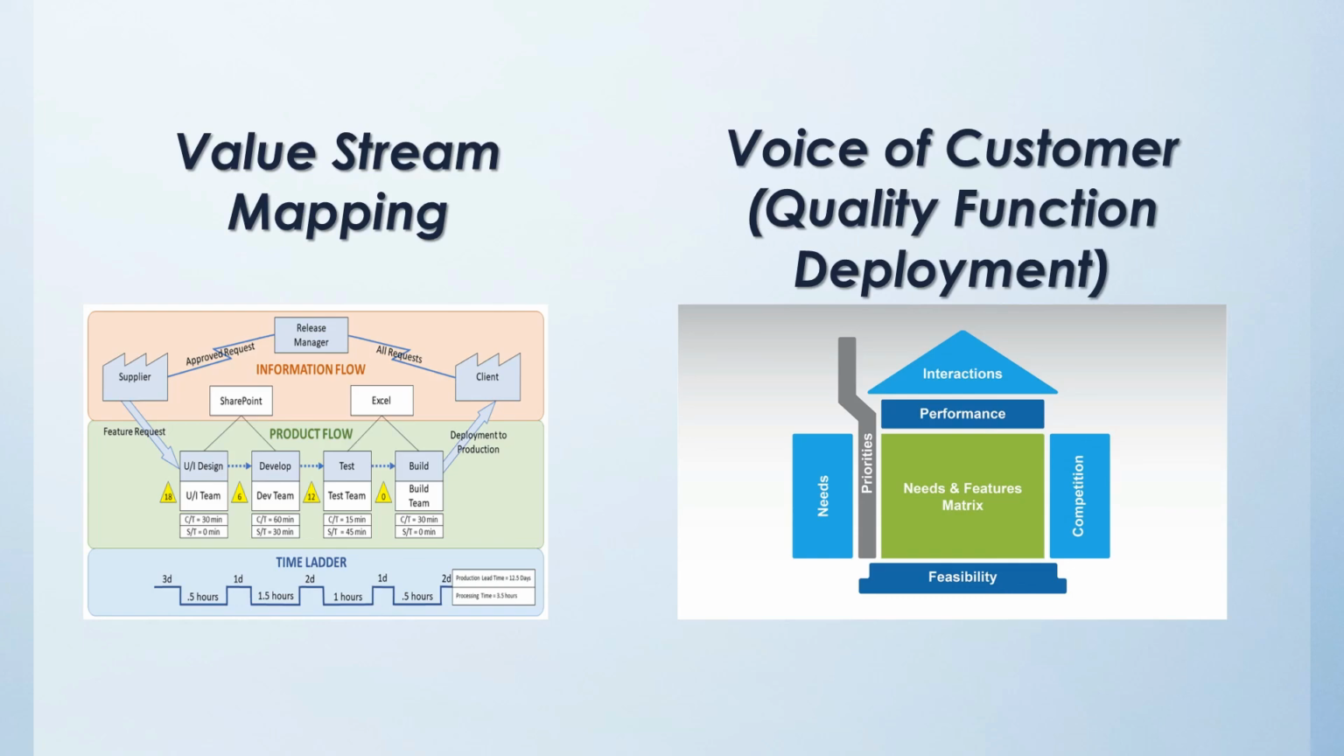And the second tool we have learned is quality function deployment, that is the house of quality, which helps to collect the voice of customer, compare it with the competitor, prioritize that voice and convert it into technical requirements for a design and development process.